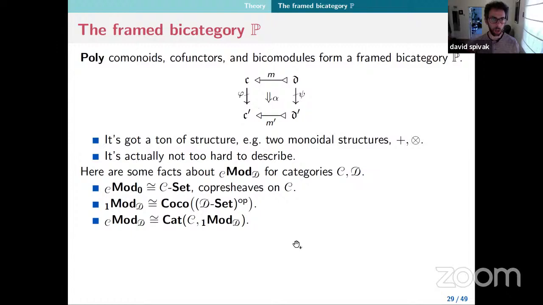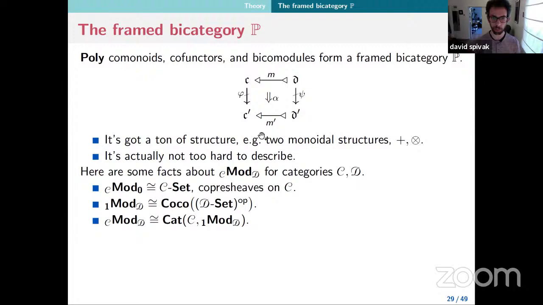Okay, so we get this framed bicategory that I call P. The objects are polynomial comonoids, in other words, categories. The morphisms are cofunctors, the verticals are cofunctors, and the horizontals are bicomodules. And it's got a lot of structure.